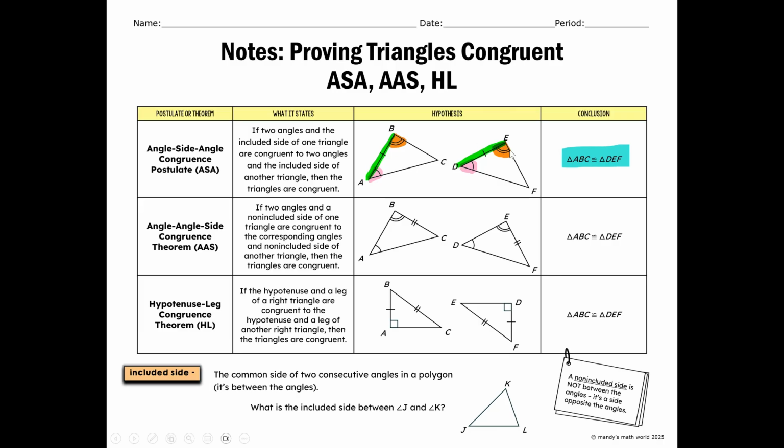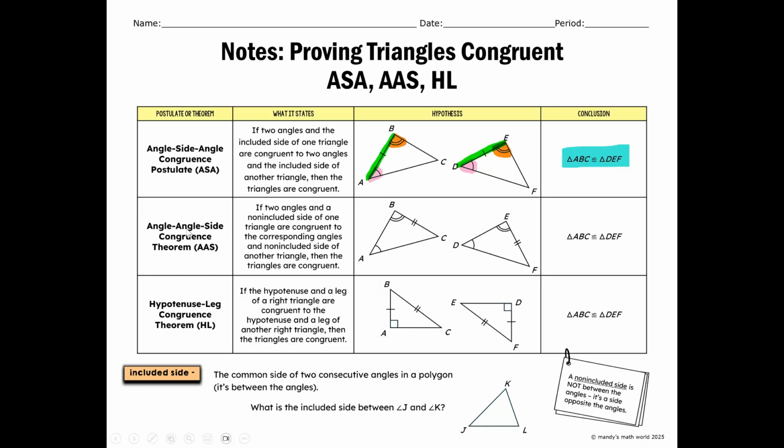that I highlighted in orange, and then the included side. Okay, and I've got that definition down here. We'll just talk about it, but it's in between those two angles. If those pairs of angles and that pair of sides are congruent, then I can conclude that the two triangles are congruent. So two angles and an included side, that is the angle-side-angle congruence postulate, or the angle-side-angle postulate, or ASA. Let's look at the next theorem.